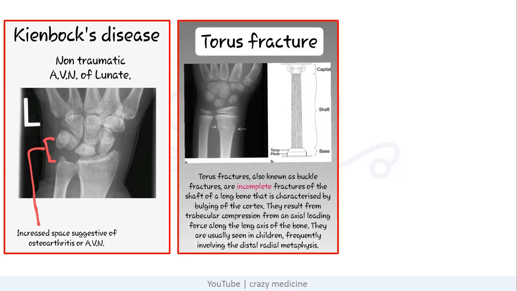The next important fracture is Torus fracture. This torus represents the part of the base of a pillar. Torus fractures are also known as buckle fractures. These are incomplete fractures of the shaft of a long bone. It basically indicates trabecular compression.